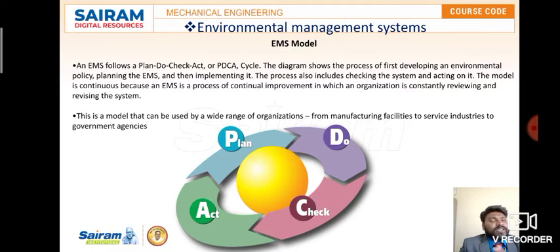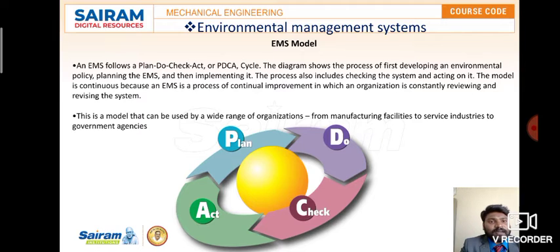Okay. So what is the main motto of this EMS? It is a process of continual improvement for any organization, constantly reviewing and revising the system. It is widely used from manufacturing facilities to service industries to government agencies. So this is a wide range of organizations, this environmental management system.